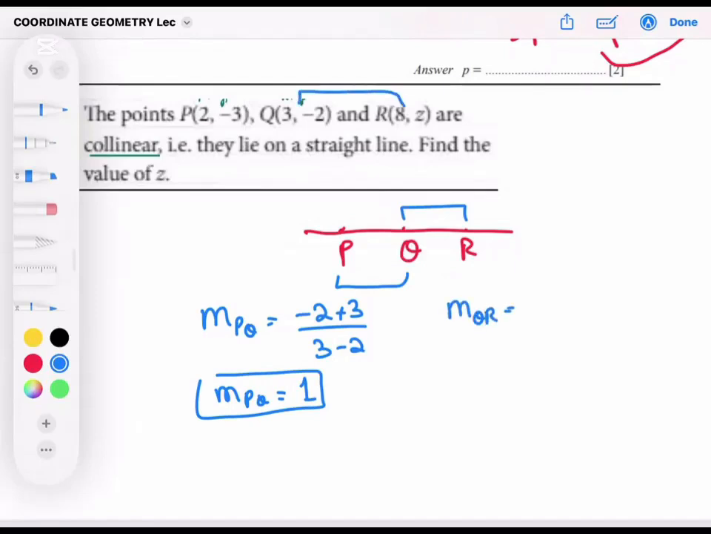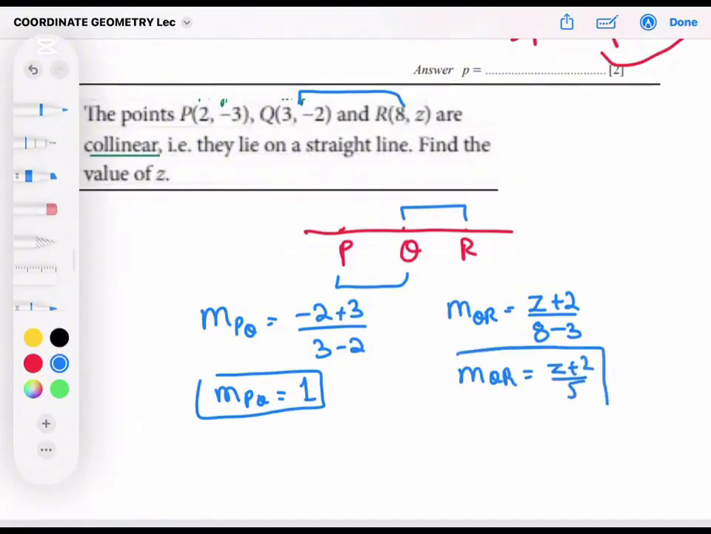So you can see this 2 point. So y2 is z, y1 is minus 1, so positive 2, x2 minus 3. So this will become z plus 2 divided by 5.